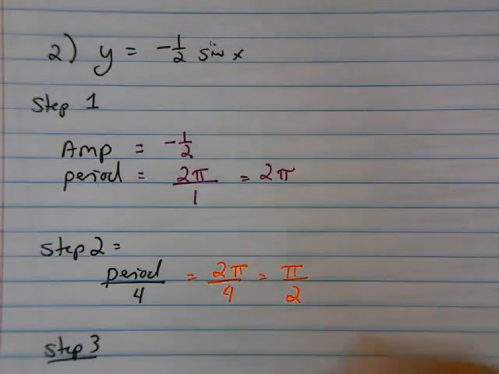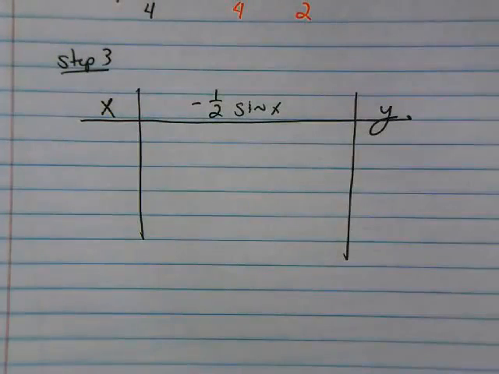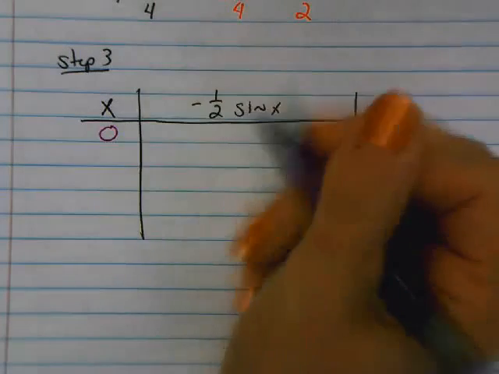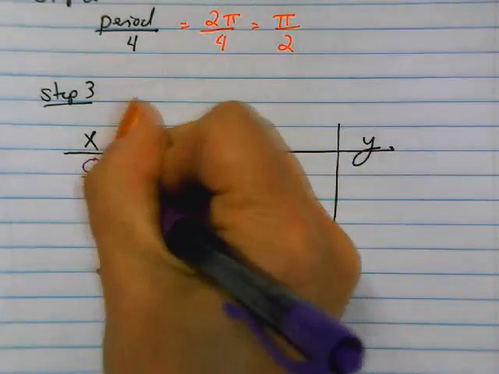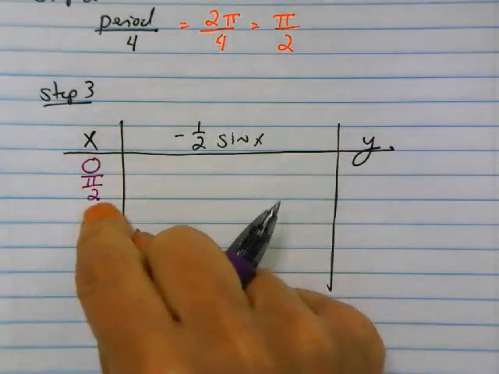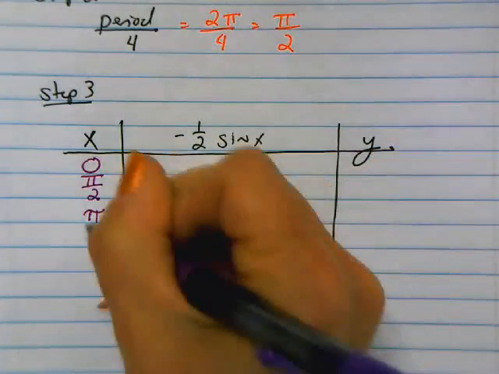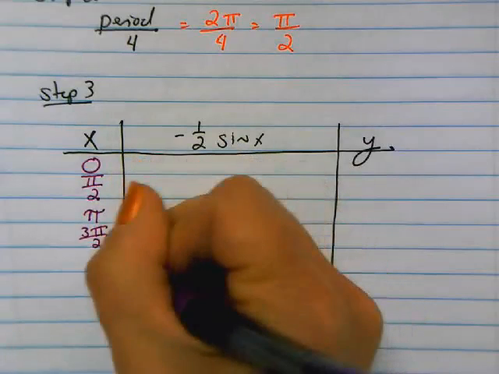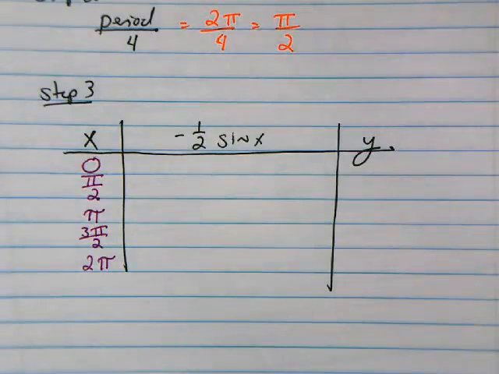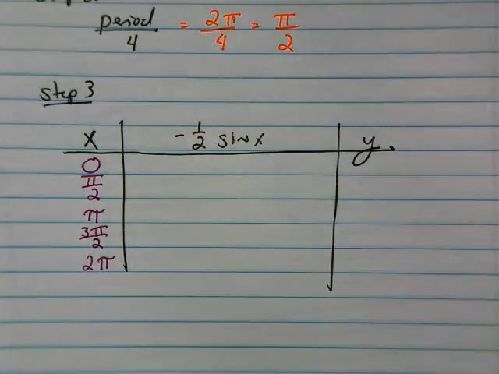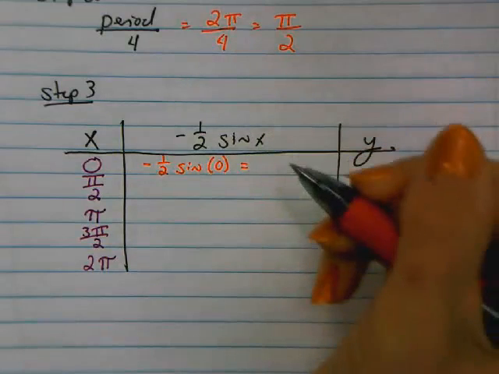Okay, so let's think. Our starting point is at 0. And we're going to step again by pi over 2. So 0 plus pi over 2 is pi over 2. Pi over 2 and pi over 2, 1/2 and 1/2 is a whole. 1 whole and a half is 3 halves. And 3 halves and a half is 2 whole pieces. Okay? Alright. So, I take negative 1/2 sine of 0. Go back to your handy dandy little table. The sine of 0 is 0. So, no shock there.